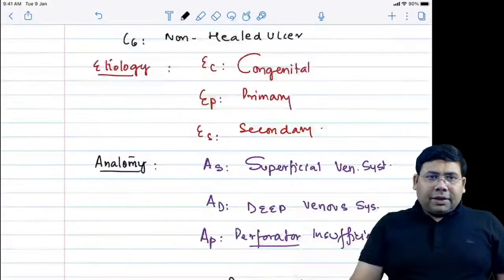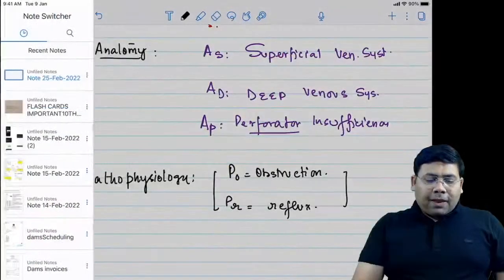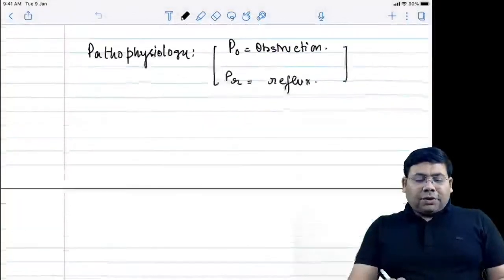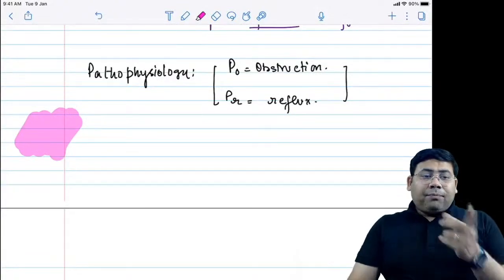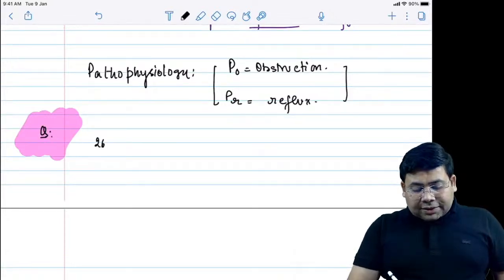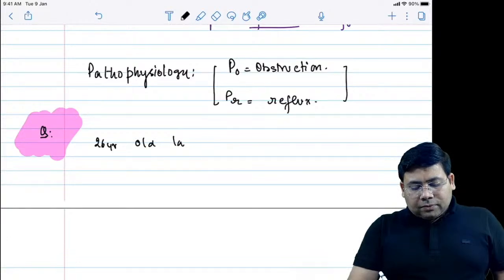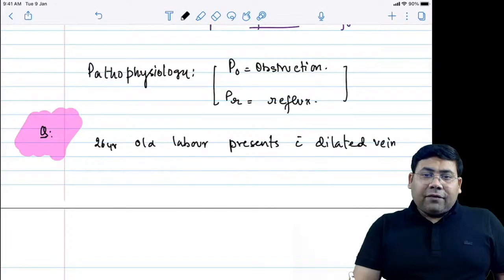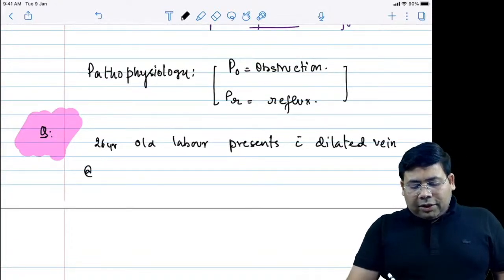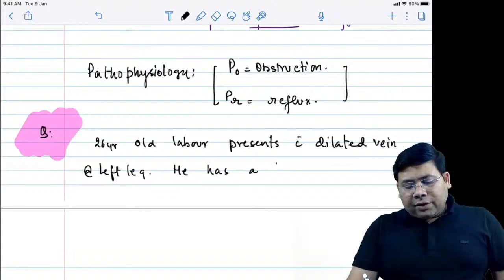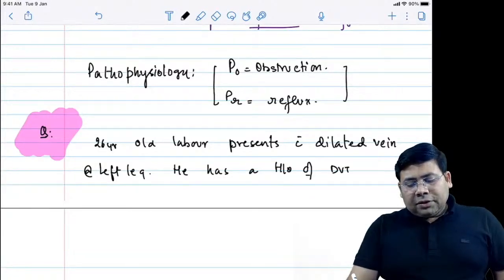Let us try to understand this. So C, E, A, P. This is all that we have to understand. Now, let us see one question and you have to answer. I'll ask you one question where I'll ask the complete CEAP. The question is: a 26 year old laborer presents with a dilated vein along the left leg. He has a history of DVT 3 years back.